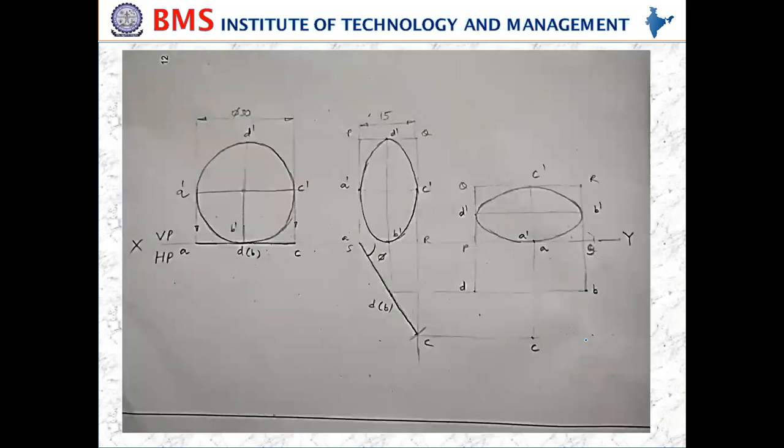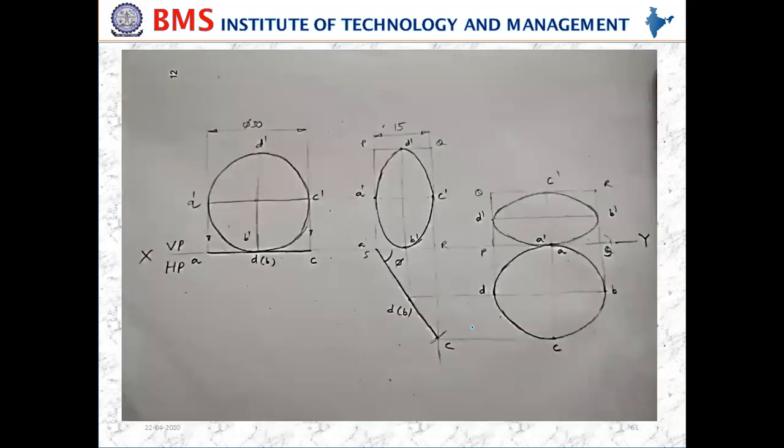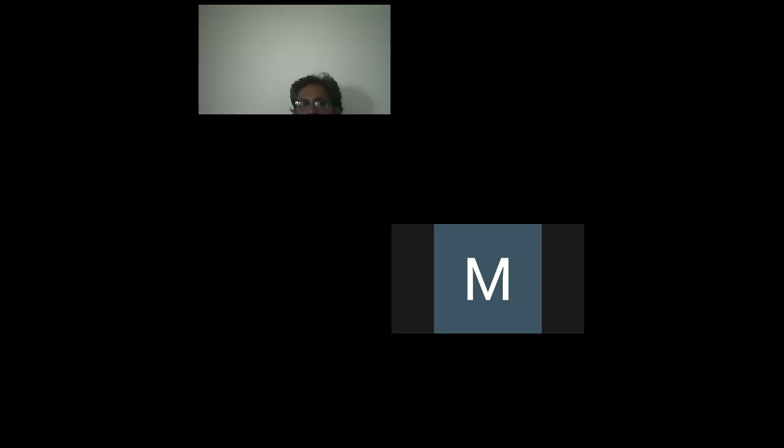So after getting all the intersection points, we are going to join them with a smooth curve. So this is how we are going to do it. Clear? So now we'll move to the next problem.